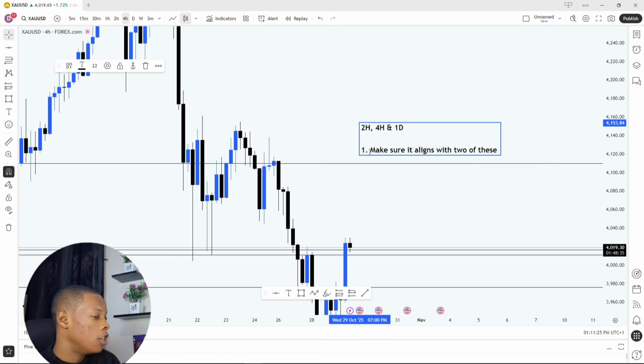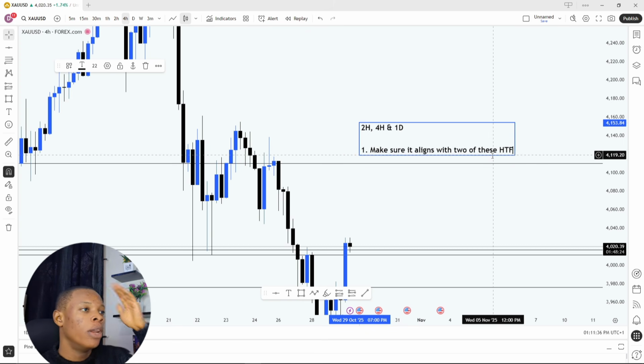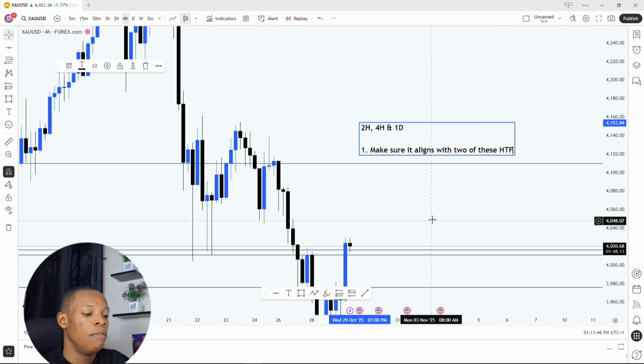HT, let me put it as HT, right? Make sure it's aligned with 2 of this higher time frame. Now, once you're marking out a key level on any of this time frame, maybe you're on a 4-hour time frame, or on a daily time frame, or on a 2-hour time frame, you want to make sure that once you mark it out on a single time frame, you go to a different time frame and let's see if it aligns.